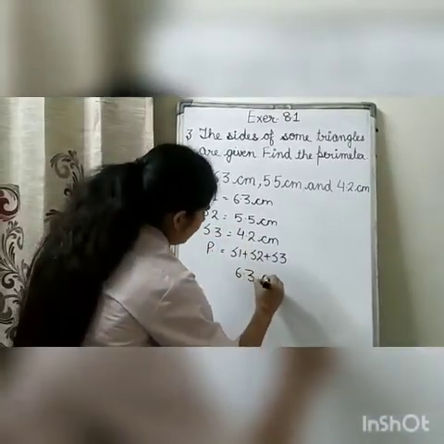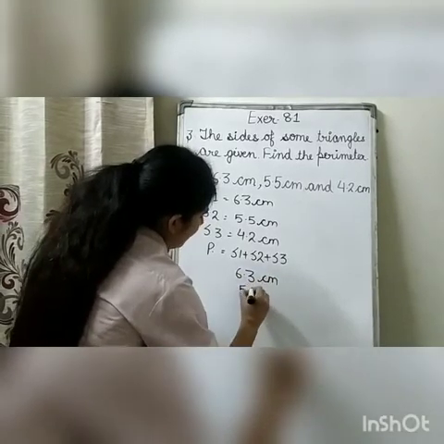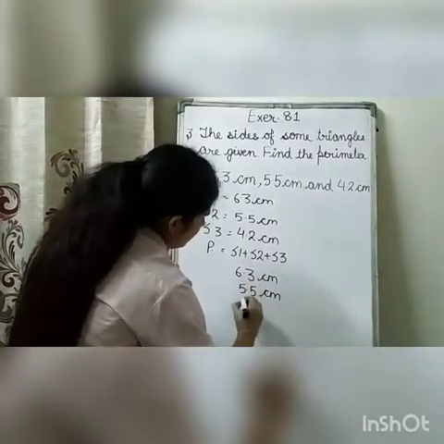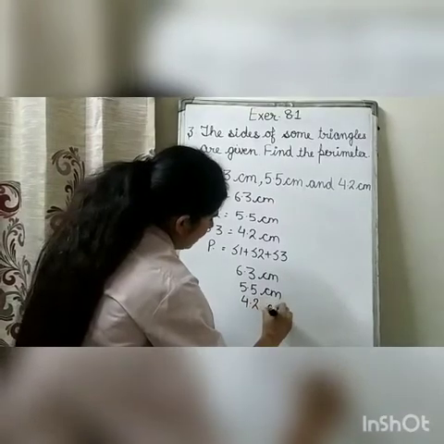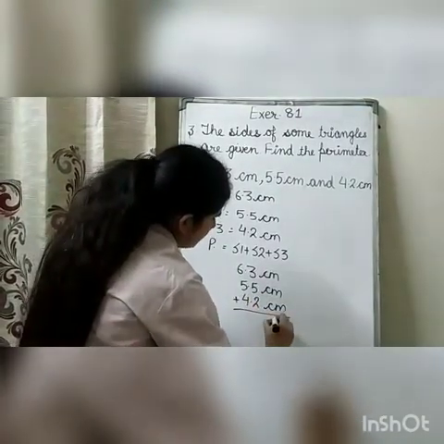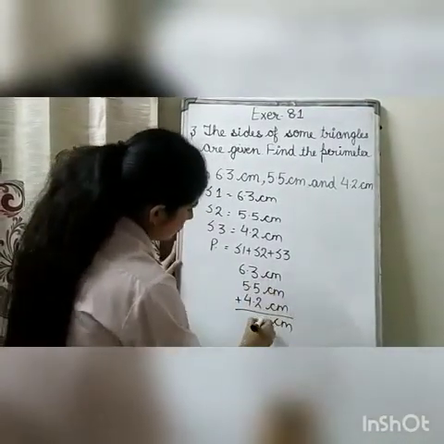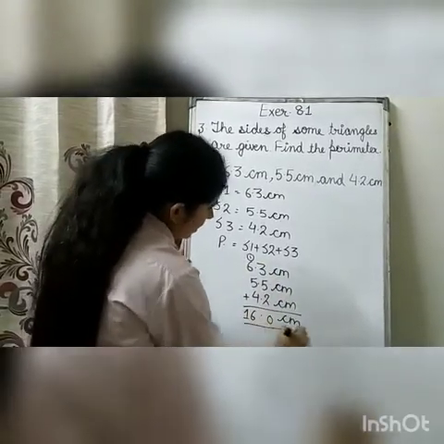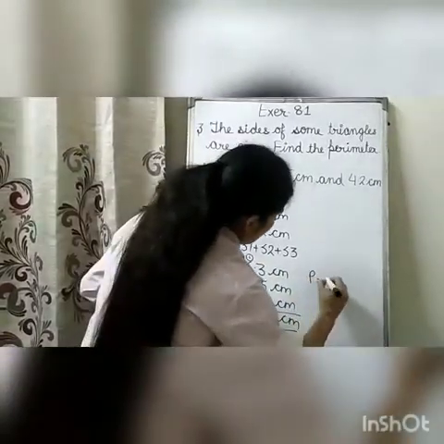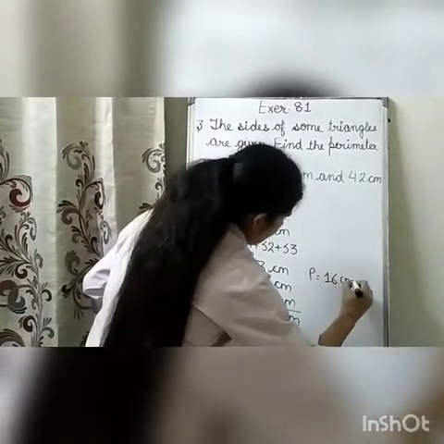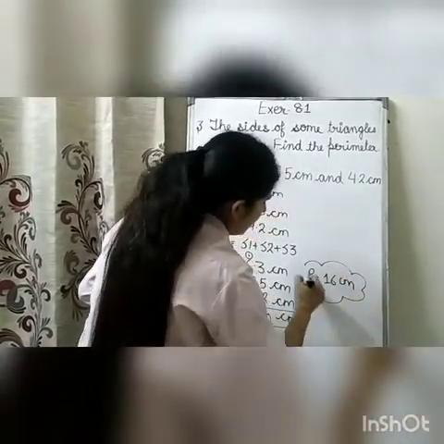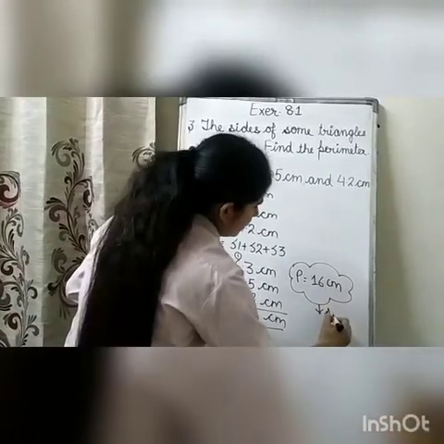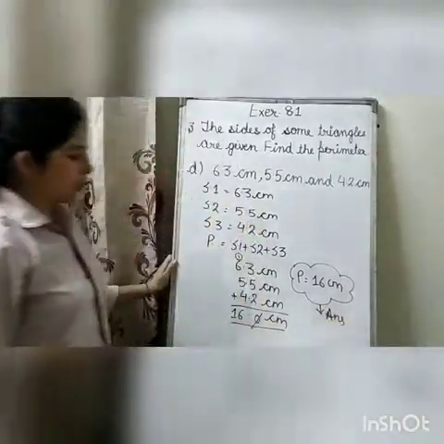Now we will add these 3 measurements. 6.3 centimeter, 5.5 centimeter, 4.2 centimeter. Plus 5, 3, 8 to 10, carry 1, 16. So the perimeter will be 16.0 centimeter and this is our answer. We can ignore this 0.